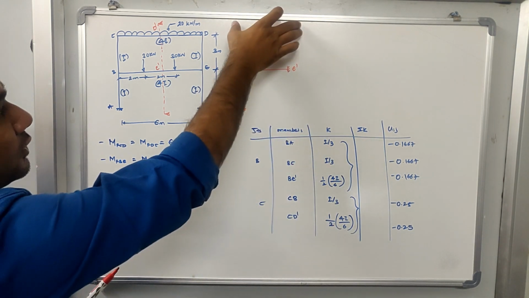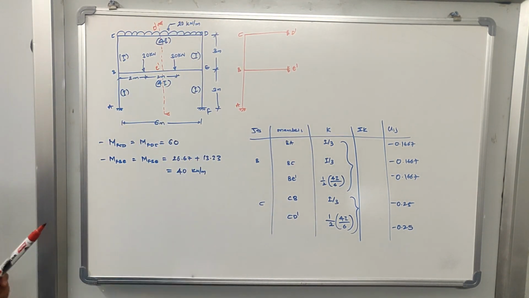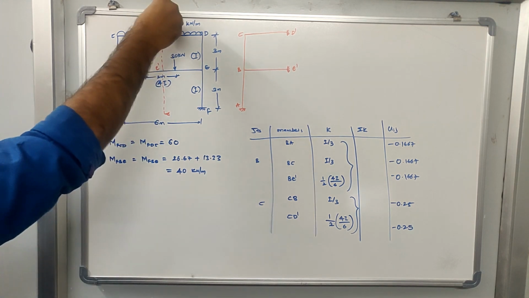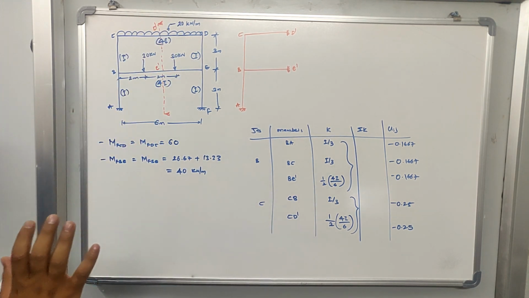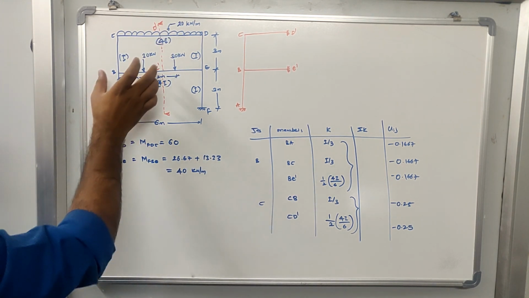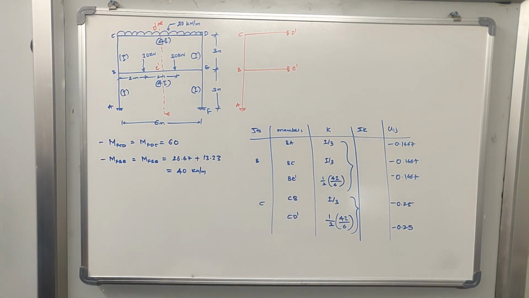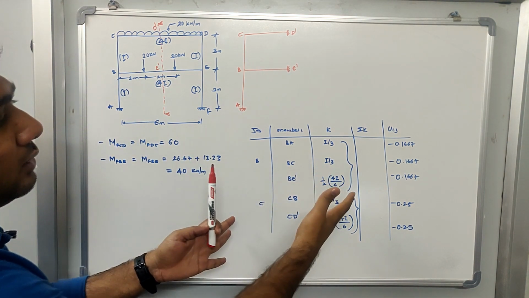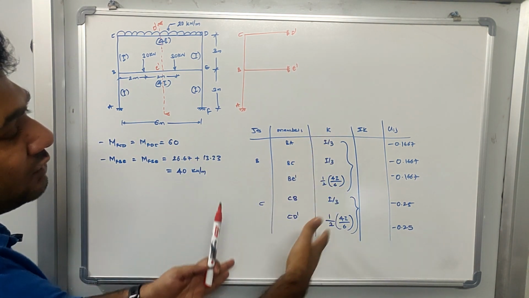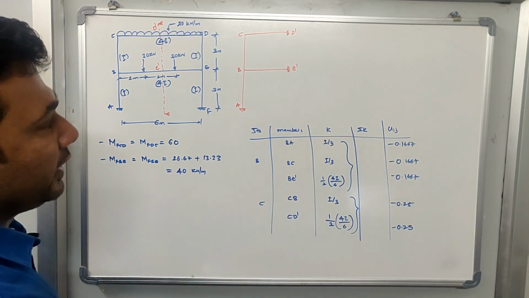Whenever you see a frame which is symmetrical in nature, if you want to simplify the analysis, you cut that frame exactly at the axis of symmetry, and then you take that part and solve it. So we have solved the fixed end moment. The next thing is to solve the stiffness values. If you solve the stiffness values, you will be able to solve the rotation factors, right?